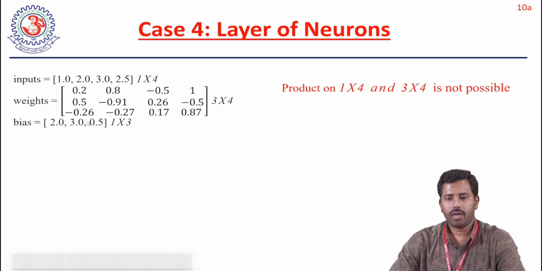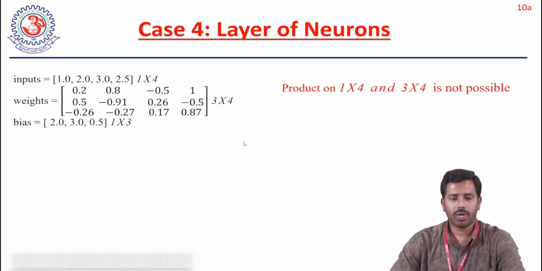Here the dimension of the input is 1 by 4 because it is a vector, and I combined all the individual weights in the form of a matrix, and the dimension of these weights is 3 by 4. If I try to apply the product on these inputs and weights directly, it is not possible, because to perform the multiplication, the column of the input and the row of the weights should match. But here the column of the input is 4 and the row of the weights is 3. These values are not the same, so you can't apply the product directly.